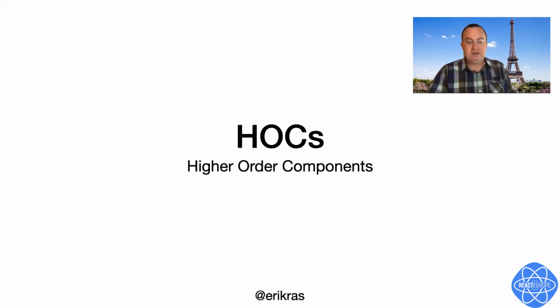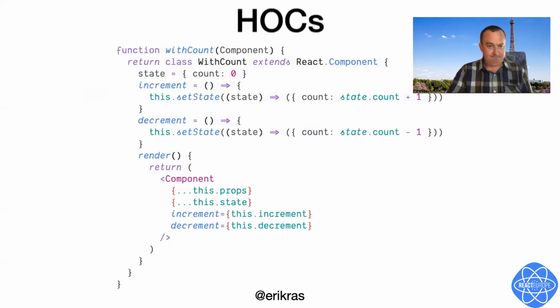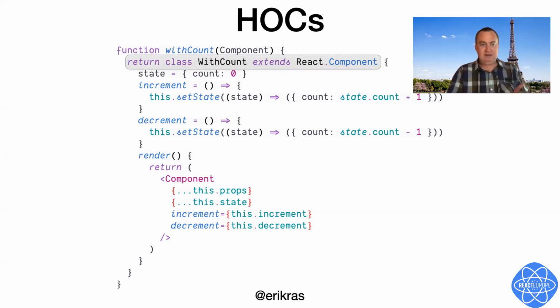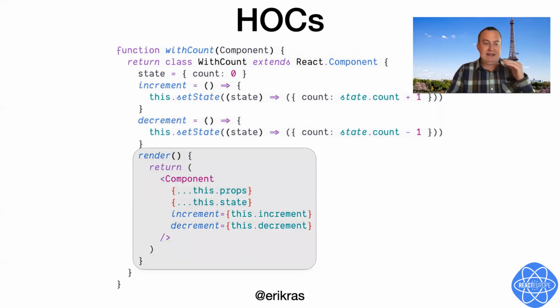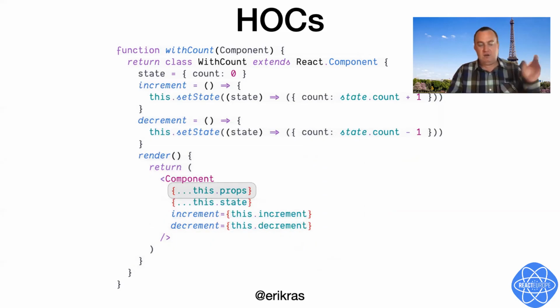And for those of you that don't know what HOCs look like, they look something like this. So we have a function that takes a component and returns another component, which does something. This is the pattern of all HOCs. In this example, we are maintaining a counter state, and we have methods for mutating that state, increment and decrement. And what we do is we render the component we were given with any props that we were given so that we pass our props down.